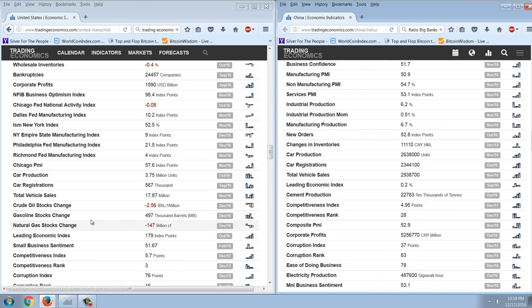So you can see in the United States, the total vehicle sales are 17.87 million vehicles sold in the United States. Now, for vehicles that are actually manufactured in the United States, you've only got 3.75 million units. So we're only manufacturing less than a fifth of the cars we're driving. More than 80% of the cars that we drive in this country are imported.